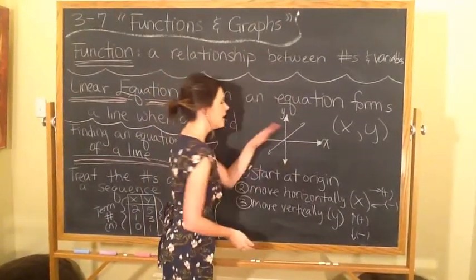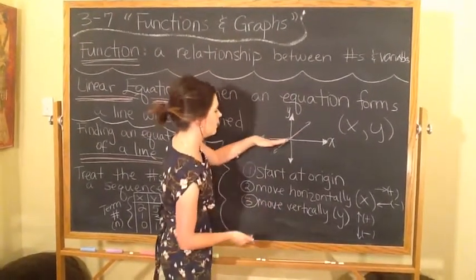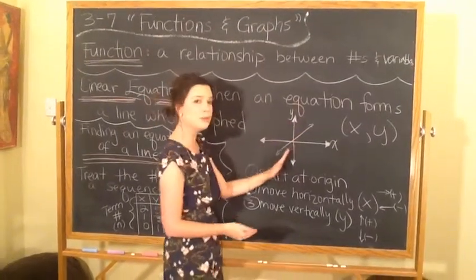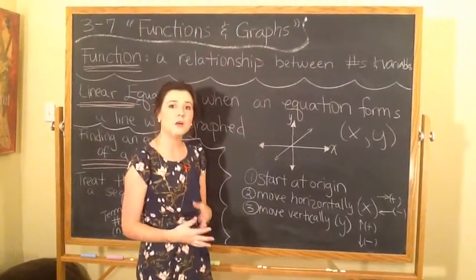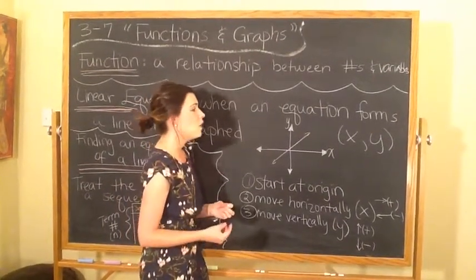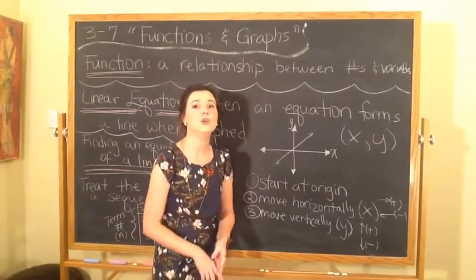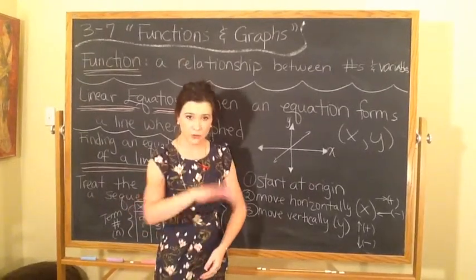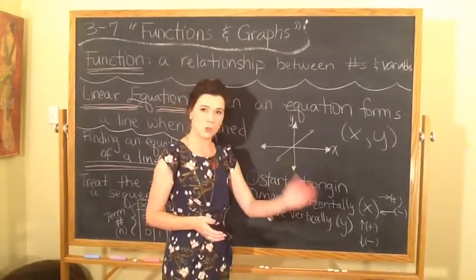Sometimes it's going this way, sometimes it's going this way, sometimes it's a little more this way, sometimes it's more steep. So it just depends on what kind of relationship we're talking about with the function equation. Now, when you have your function equation, you have an x, and then you do all the stuff to the x, and then you'll get a y.